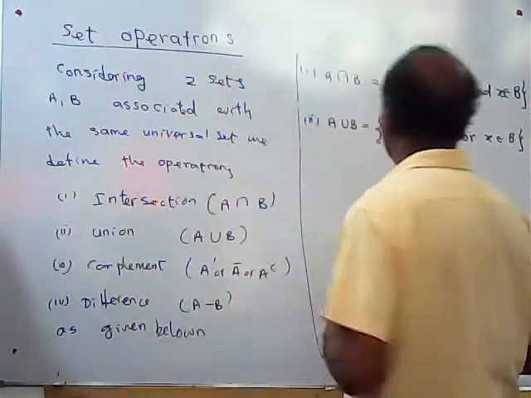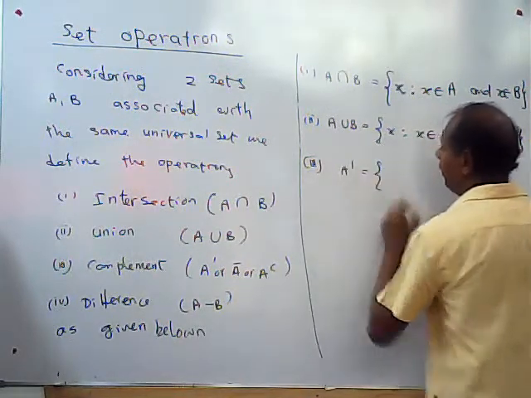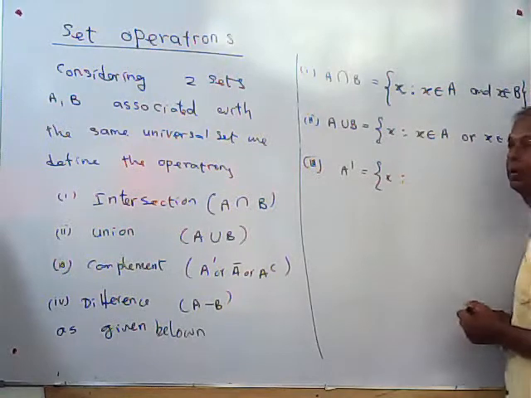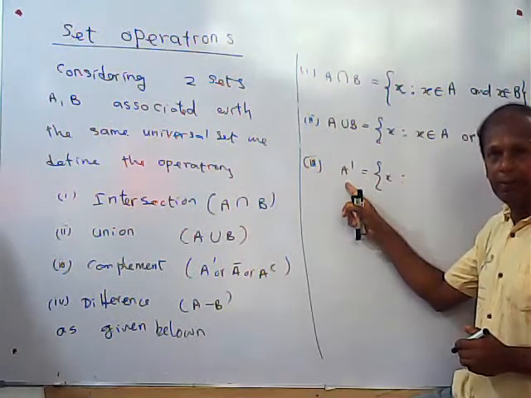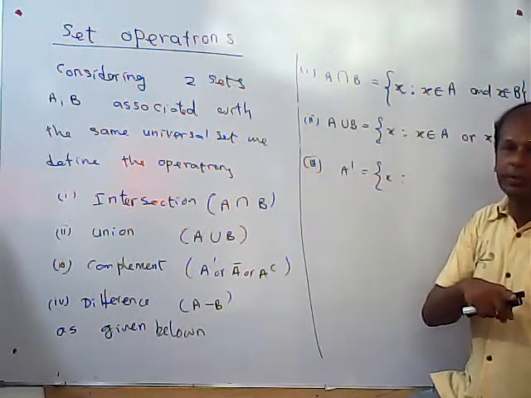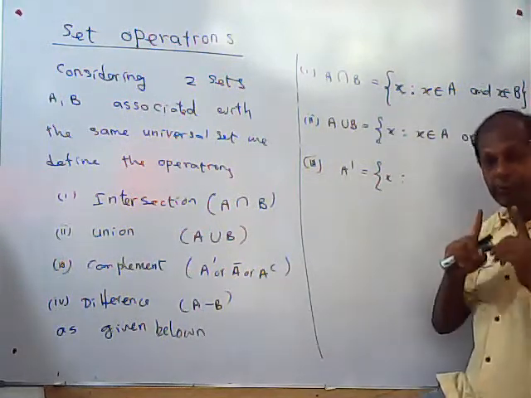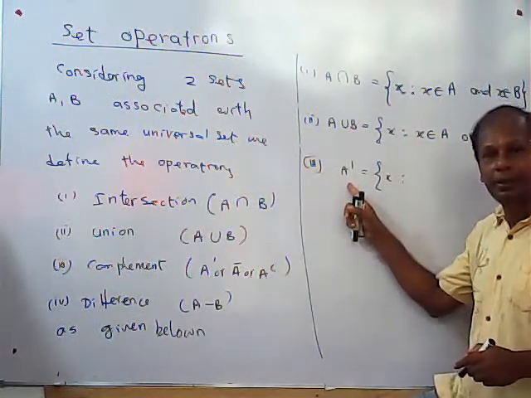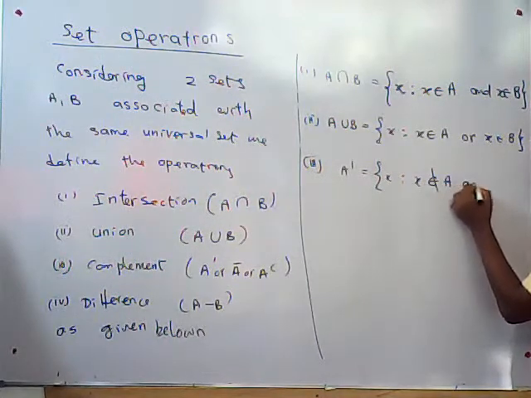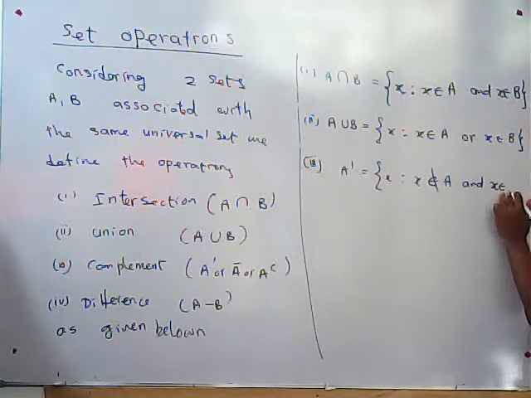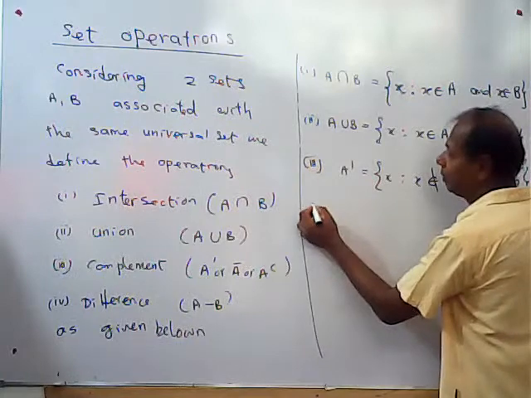Right, then the complement. A dash consists of all x which do not belong to A, but should be in the universal set. The elements of the universal set which are not contained in A. So it is not an element of A, and at the same time it has to be an element of the universal set. That's how the complement is defined.